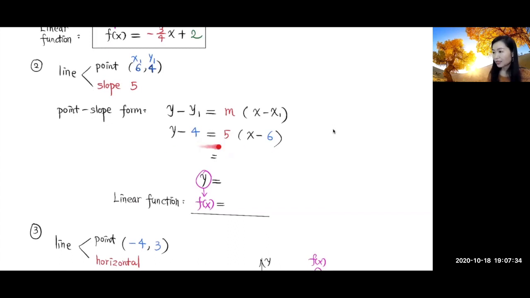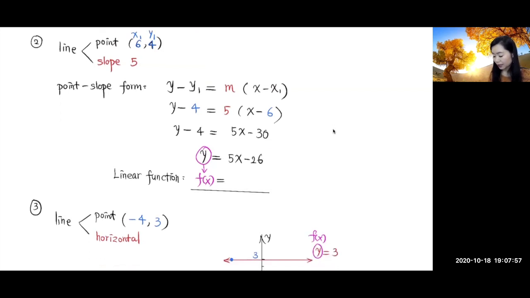Now let's isolate the y to put this in slope-intercept form. So we're going to distribute this 5 in. So we get 5x minus 30 here. Now adding 4 to both sides, y is equal to 5x minus 26. Finally, we're looking for a linear function. So just replace the y here by function notation, which is f of x. So f of x equals 5x minus 26. That's the linear function that we're looking for.